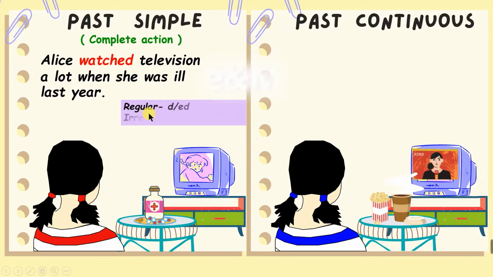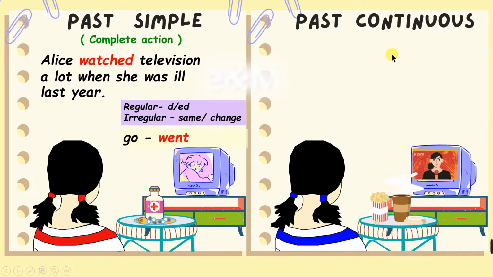As we know, we just add d or ed to the regular verbs to make them into the past simple. For example, watch becomes watched, and use becomes used. And we have to learn the irregular verbs. They have a unique past simple form. Some of them remain the same in past simple, for example, cut, cut. And some irregular verbs change completely. For example, go becomes went.